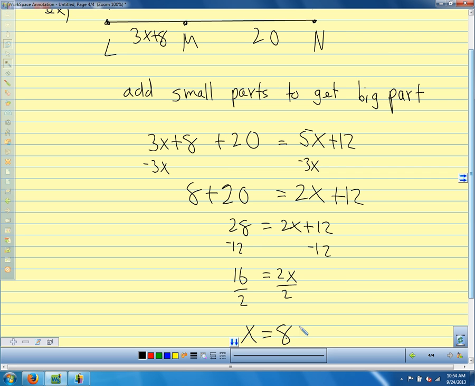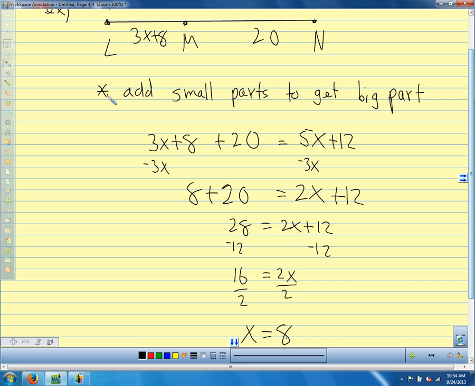But same problem, just asked in a different way. Add the small parts to get the big part. That's what we do with the segment addition postulate. That's the everyday way we could think of these kinds of problems. Add the small part to get the big part.